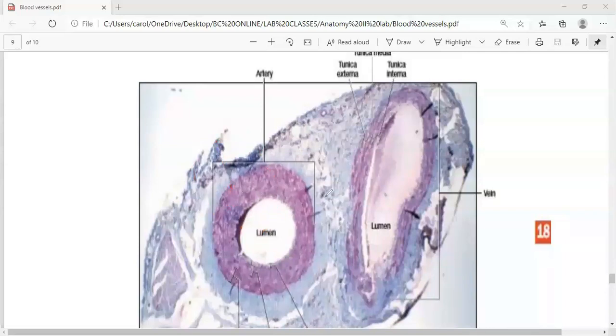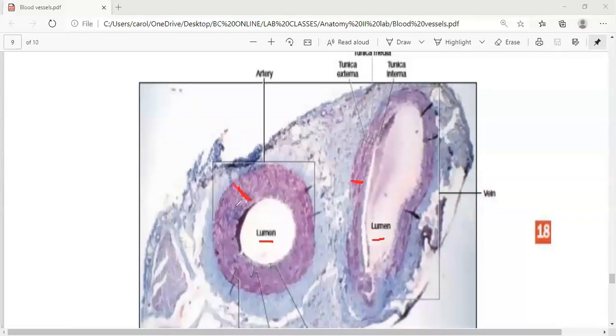What is the name of the hole in the blood vessel? The hole is the lumen. Then what is this then? This is the wall of the blood vessel. That's the wall of the blood vessel. This is the wall of the blood vessel. If we compare relatively same size of arteries and veins, then the lumen in the veins is larger. The lumen in the arteries is smaller. The walls in the veins are thinner. The walls in the arteries are thicker.